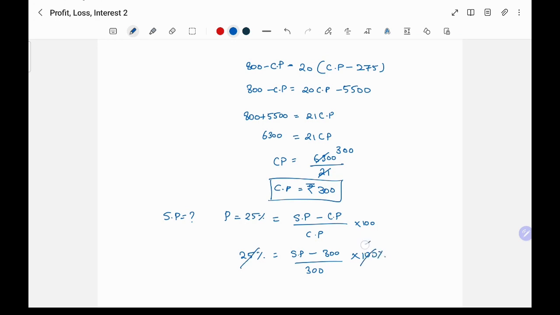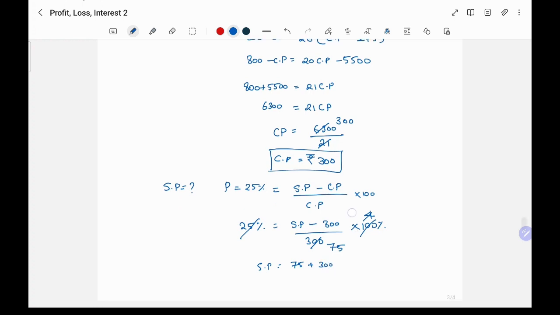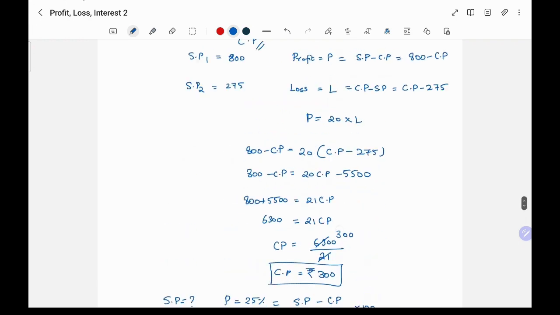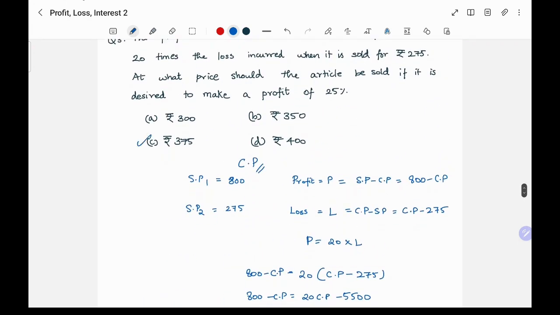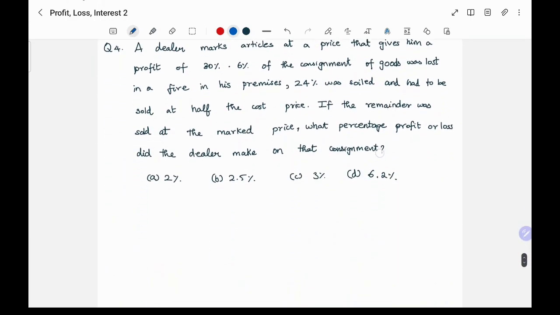So this is 4, and this goes 150, 75. So selling price is 75 plus 300. So selling price is 375 rupees. So option C is the right answer. Okay, let's go to the next question.